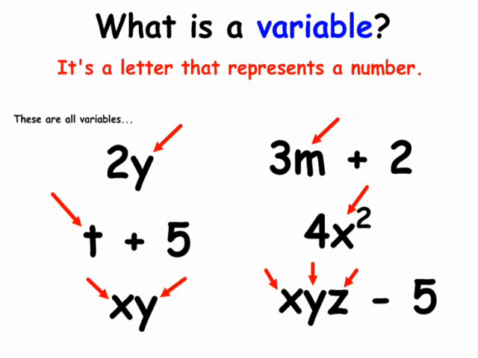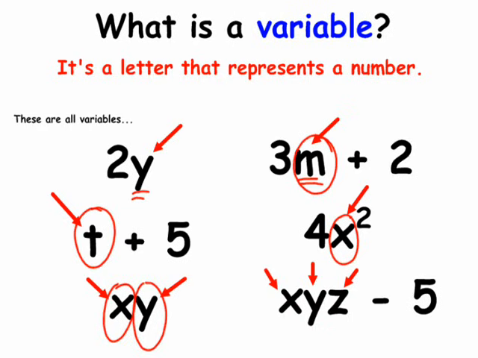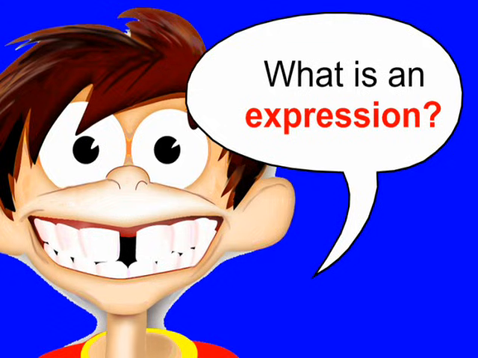Well, what is a variable? A variable is a letter that represents a number. In this first example, this would be our variable y, and it represents some number. In this example, the variable would be m, and m represents some number. The variable here would be t, the variable would be x. This one has two variables. And this last example actually has 3 different variables. Each one of those would represent a different number.